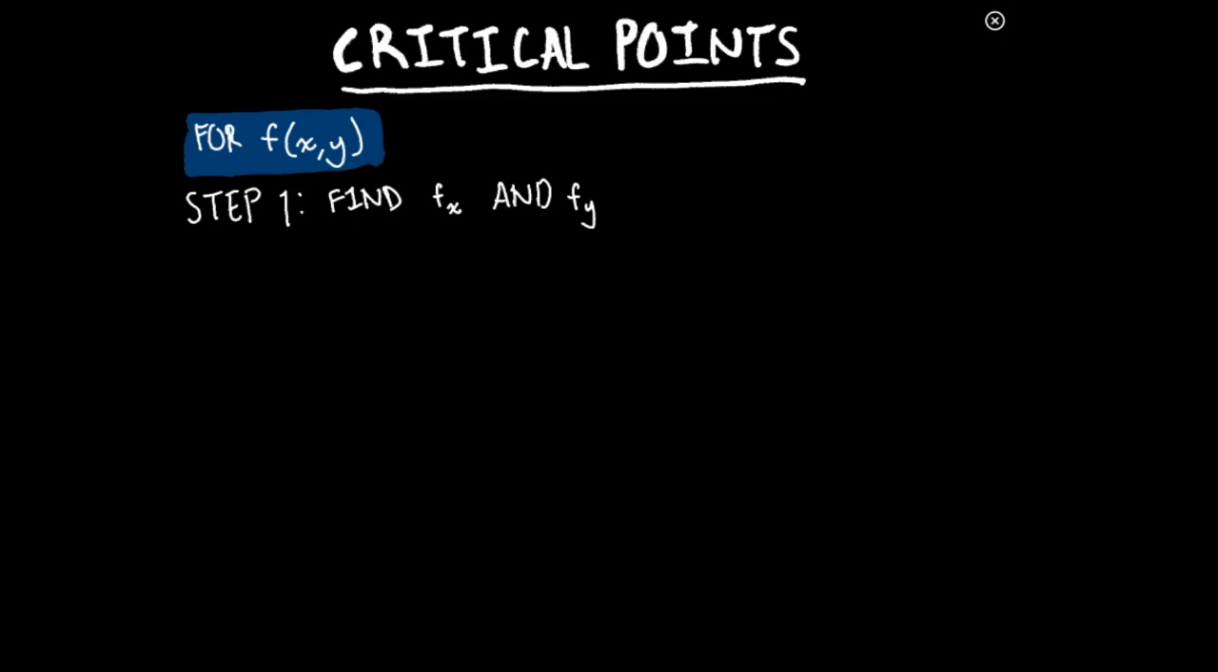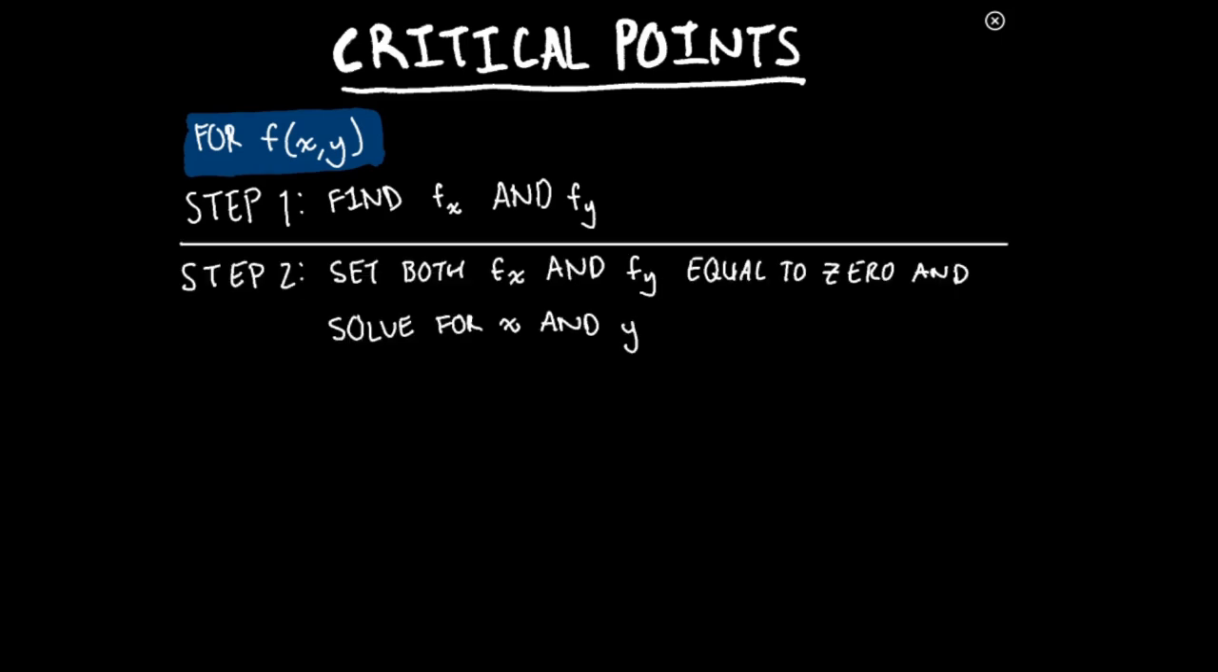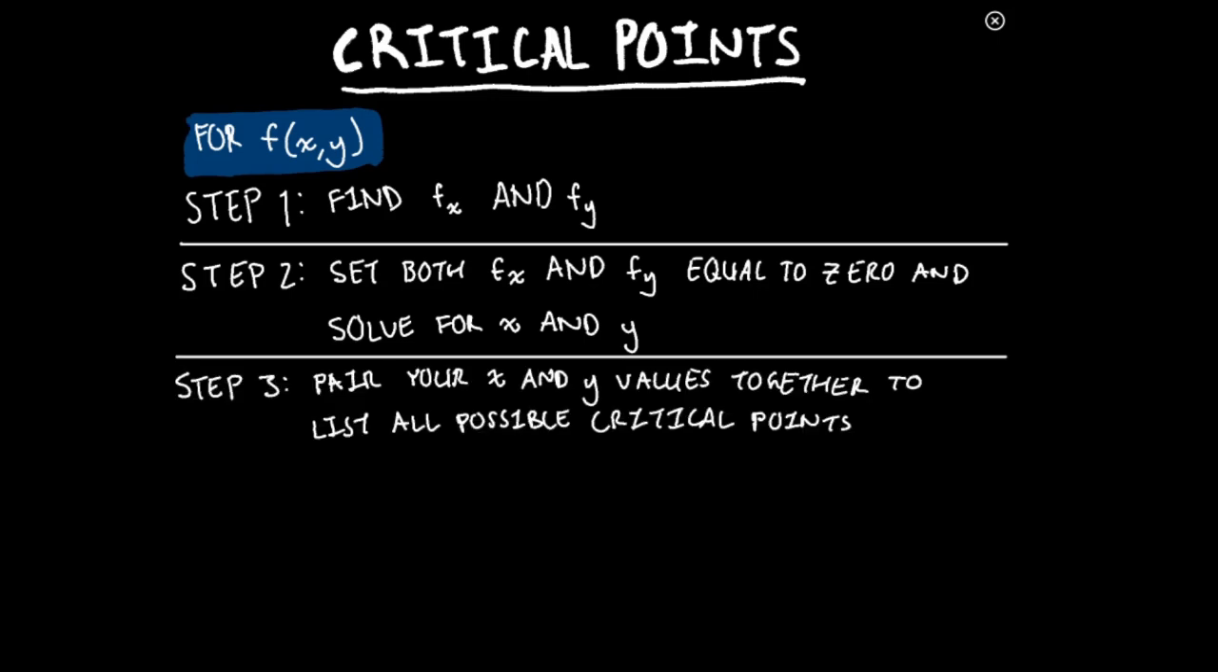Step 1 is going to be to find the partial derivative of f with respect to x and the partial derivative of f with respect to y. Step 2 is to set both the partial derivative with respect to x and the partial derivative with respect to y equal to 0 and solve for x and y. Step 3 is to pair your x and y values that you got out of step 2 together in all the possible arrangements to list all the possible critical points.